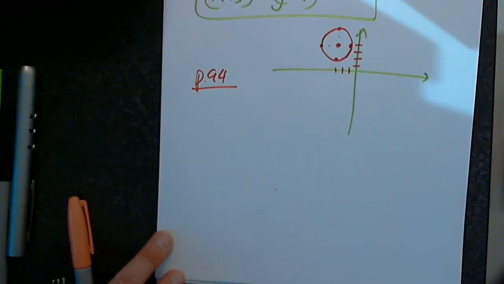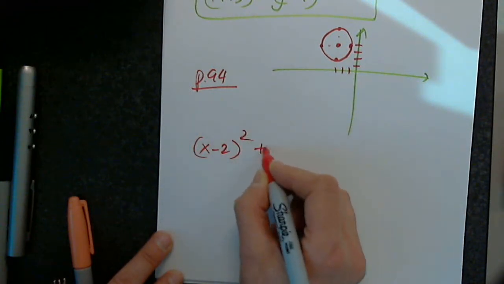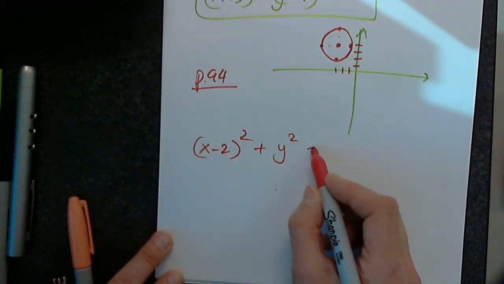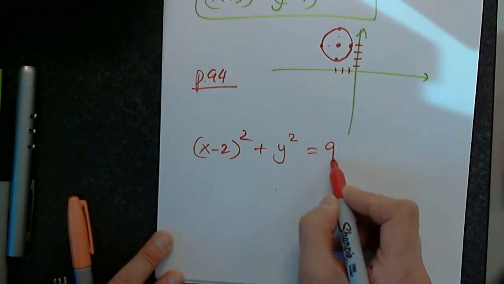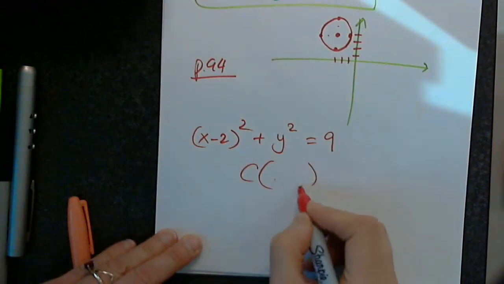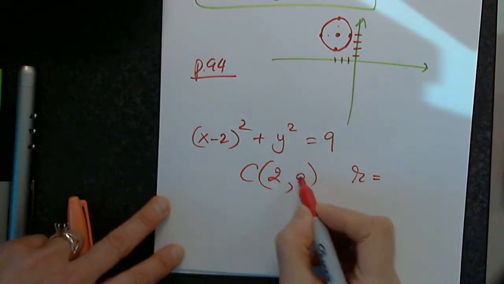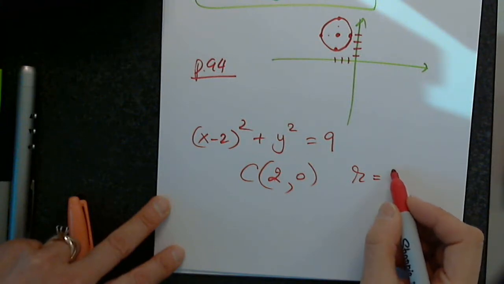Okay, so now here's an equation. I would like you to identify the center and the radius for this circle. By the way, is this a circle? Is this the equation of a circle? Yes. So please give us the center. x at 2, y at 0. Radius is 3. That's it.